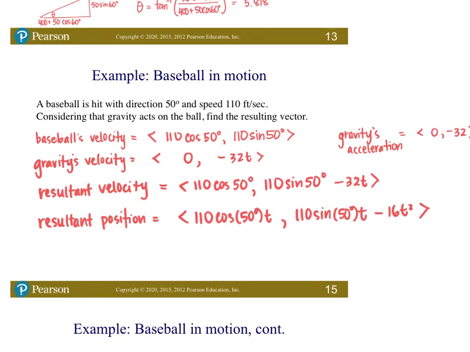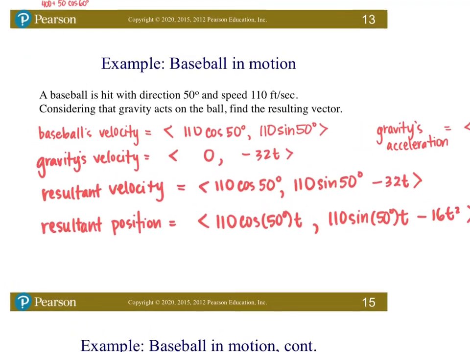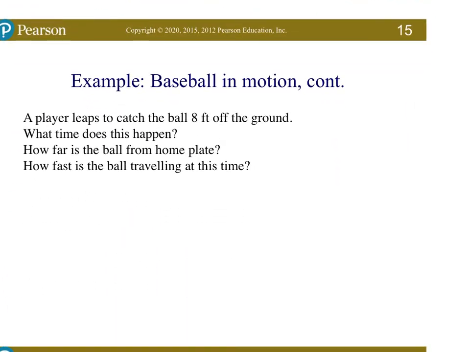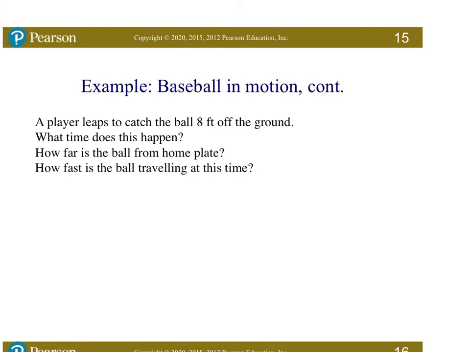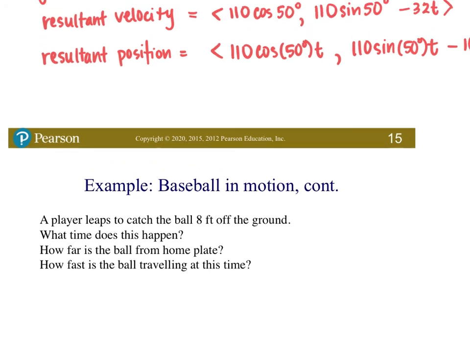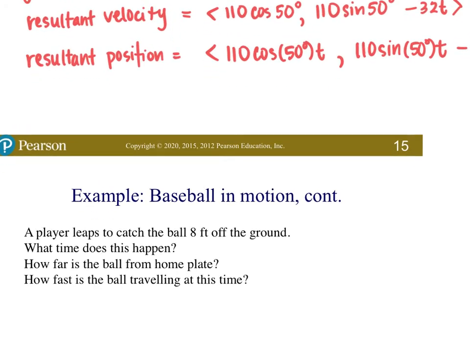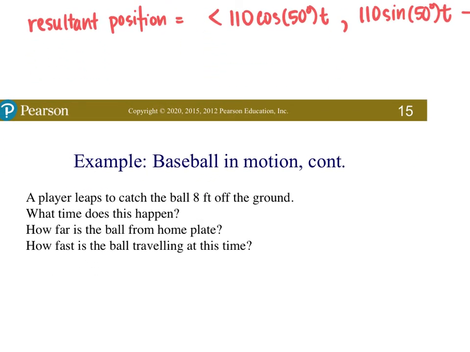All right, so we've got our resulting vectors. That was enough for that slide. Now we're going to move on. Okay, now the player leaps in the air to catch the ball 8 feet off the ground. And so that is related to the position of the ball. And because the player is leaping to catch the ball 8 feet, that's a vertical distance.